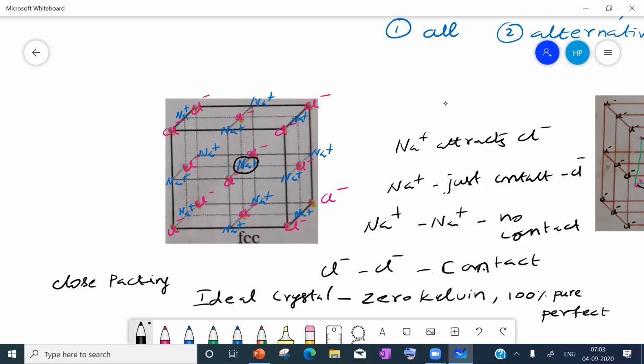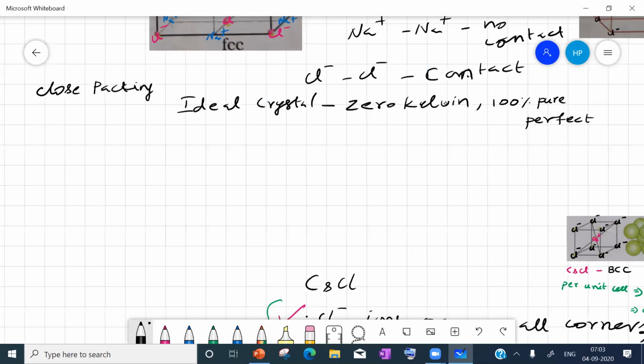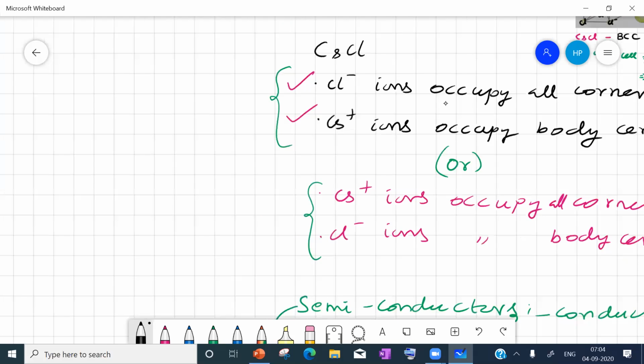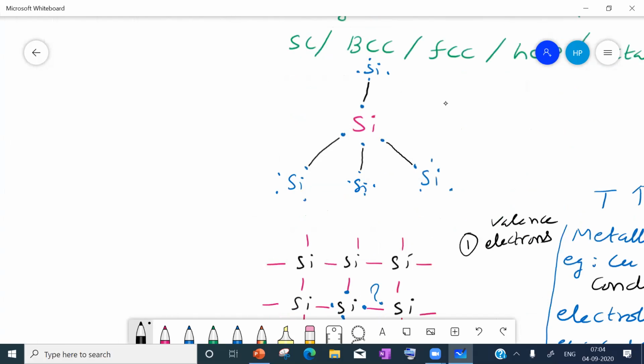When cation size is greater than anion, what will happen? More number of anions will be around the cation. That's all. When cation size is greater, more number of anions are around the cation. So now we are considering what happens when cation size is greater than anions. That we'll see.